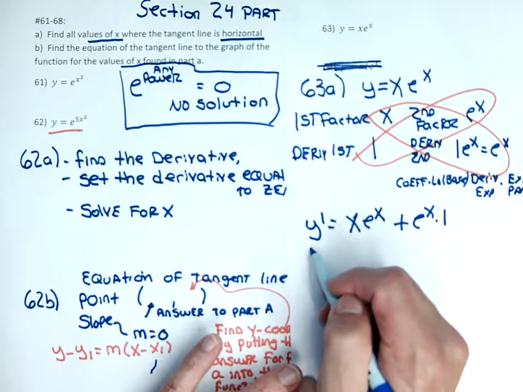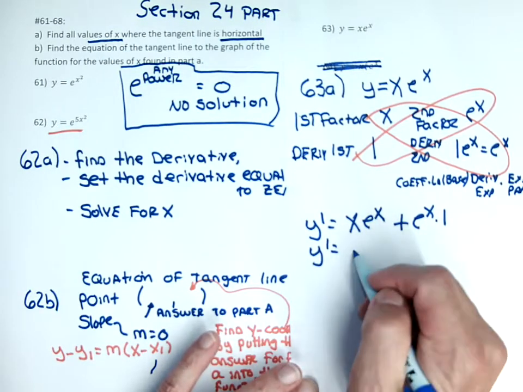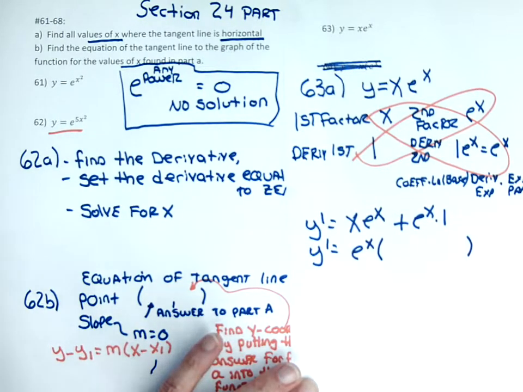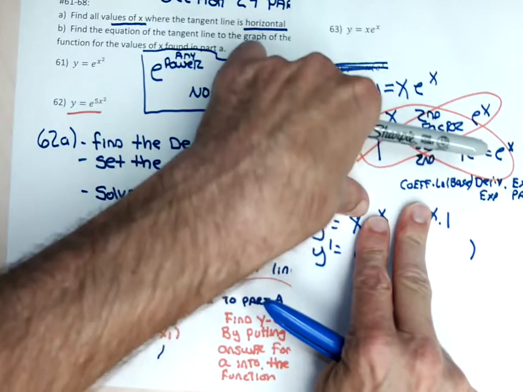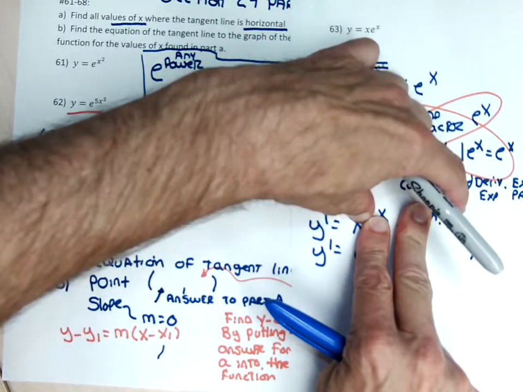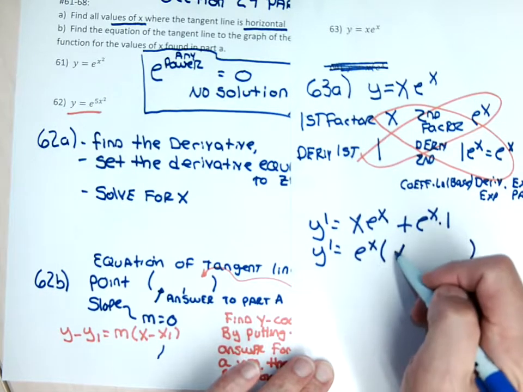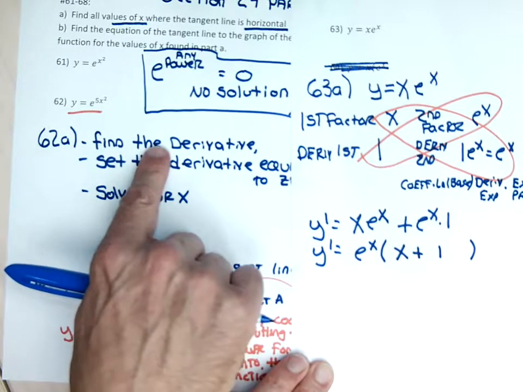I'm going to factor out a common factor of e to the x, because on either side of the plus sign there's an e to the x. After the common factor of e to the x, I'll write a parentheses, and to the left of the plus sign there's an x, to the right of the plus sign there's a 1. When you take the e to the x's away, you're left with an x on the left side of the plus sign and a 1 after the plus sign. So that's finding the derivative.